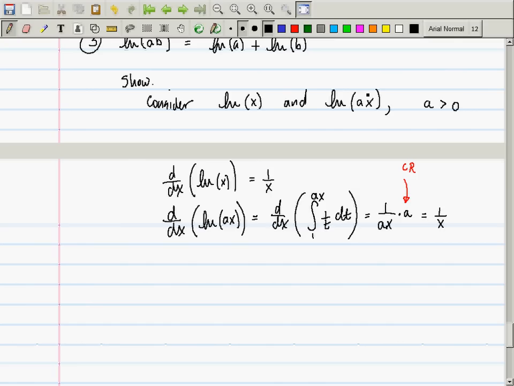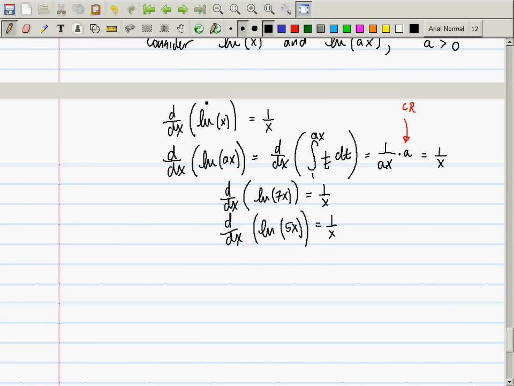And that should be a little bit disturbing to you. For example, what is this saying? This is saying that the derivative of the log of 7x is 1 over x. The derivative of the log of 5x is 1 over x. So that's pretty disturbing, right? The 7 apparently has no action at all on the derivative, and this 5 is apparently having no action at all on the derivative. So now I have two different functions, log of x and log of ax, and they both have the same derivative.